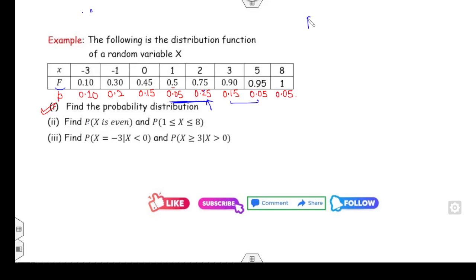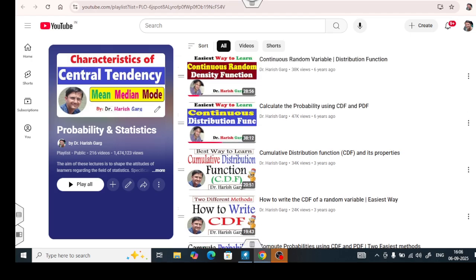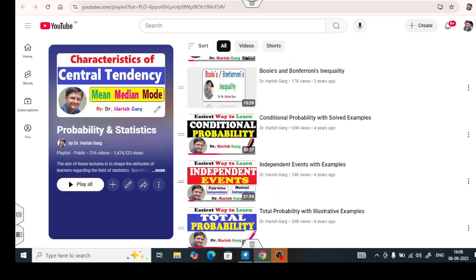Third part. Third is a conditional probability. X is equal to -3, given x is less than 0. Always remember, what did we learn in conditional probability? If you watch my previous lecture on conditional probability, look at that. This is a conditional probability.